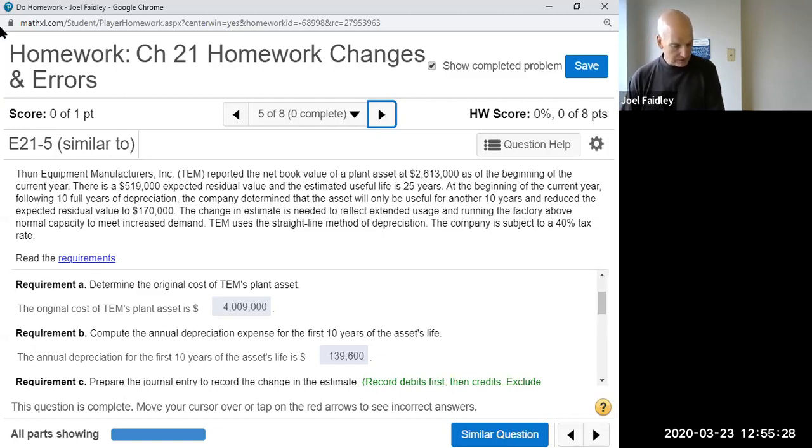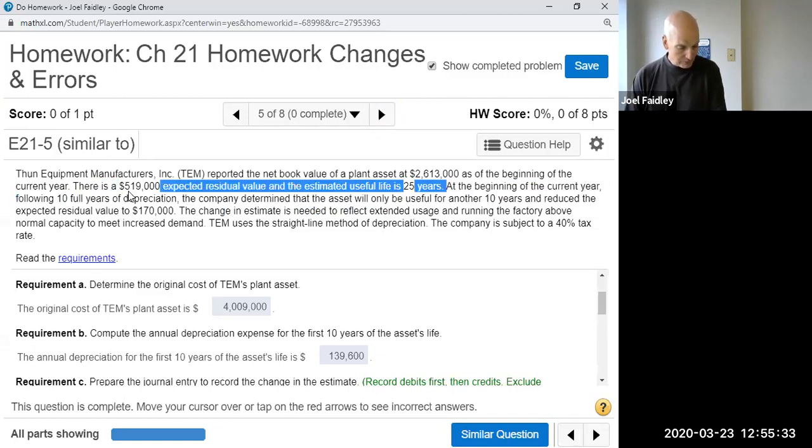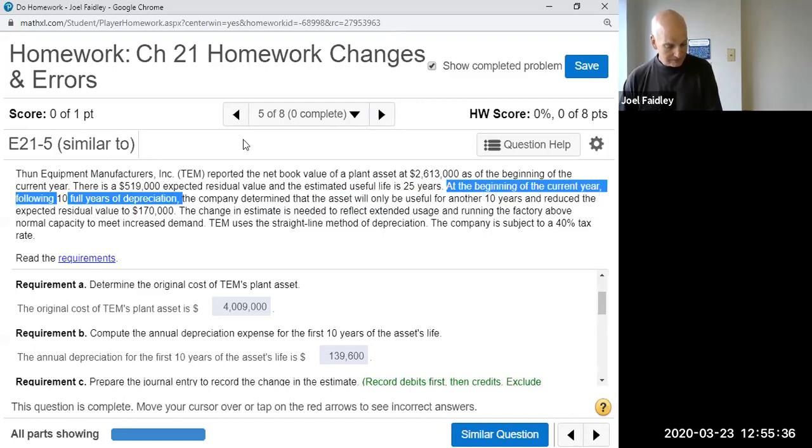It says at the beginning of the current year following 10 full years of depreciation. After 10 years of depreciation, the company determined the asset will only be useful for another 10 years. And the salvage value then is going to be $170,000. The change in estimate is needed to reflect extended usage and running the factory above normal capacity to meet increased demand. They use a straight line method of depreciation, company subject to 40% tax rate.